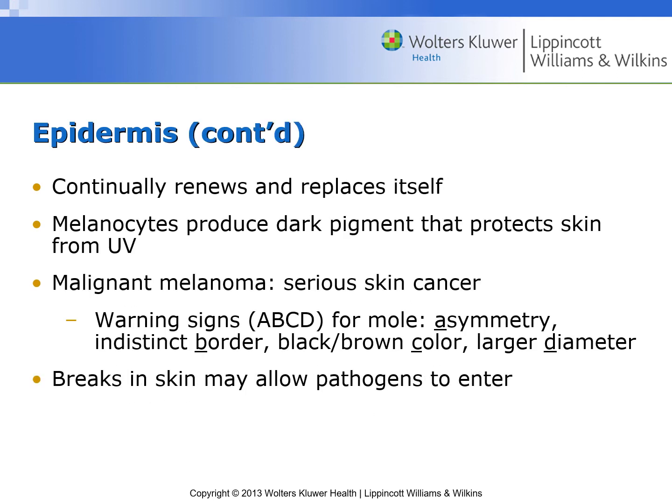The epidermis continually renews and replaces itself. Melanocytes produce dark pigment that protects the skin from UV rays, or ultraviolet rays. Malignant melanoma is a serious skin cancer condition. The warning signs for a mole are asymmetry, indistinct border, black or brown color, and large diameter. Breaks in the skin may allow pathogens to enter.